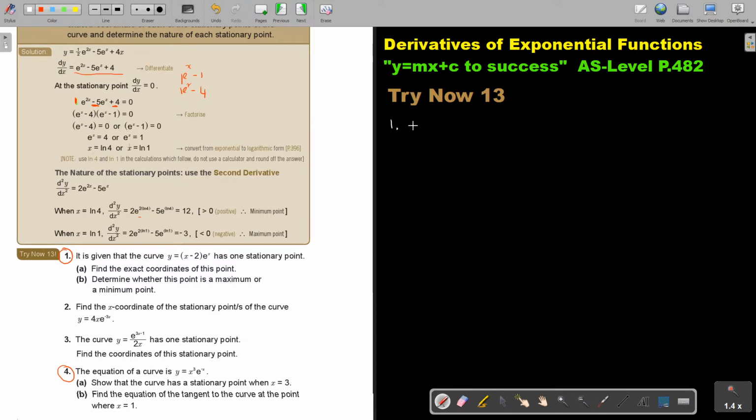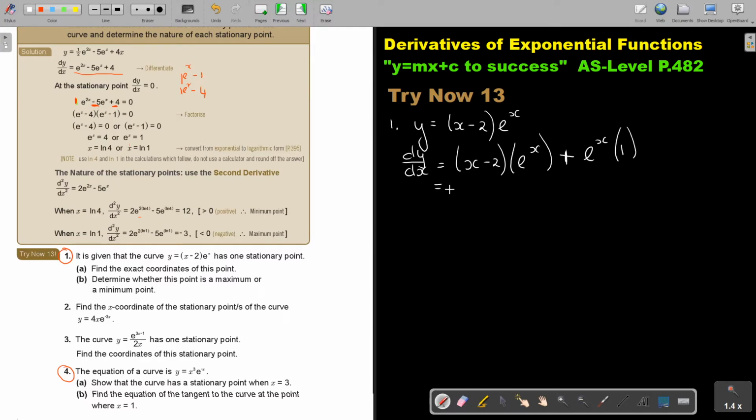It is given that the curve, y is equal to (x minus 2) e to the power x, has one stationary point. Find the exact coordinates of this point. Okay, always, I first differentiate. And remember, this is going to be the product rule. So dy by dx. I rewrite the first one and I differentiate. And if I differentiate this, it's just staying e^x. Plus, I rewrite the second one, and I differentiate this one.